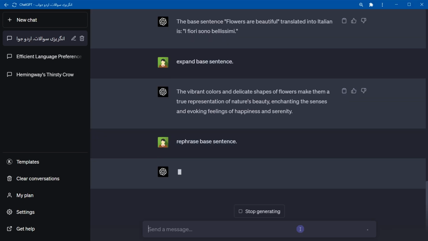Rephrase base sentence. Flowers possess remarkable beauty. See, I am only referencing this sentence and it knows what I am referring to. So call it ChatGPT context, or short-term memory. Use it to work faster and smarter with ChatGPT.